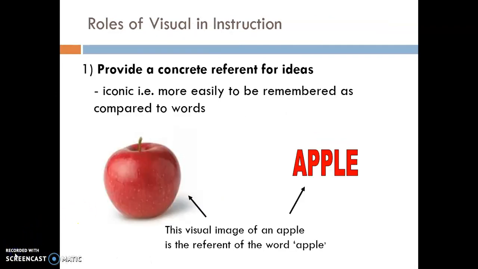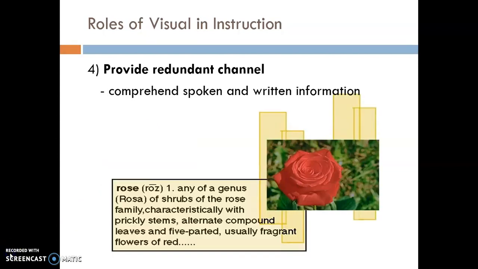Also, the role of visual instruction. First, it provides a concentrated reference for ideas. Icons are more easily remembered compared to words, because we remember graphics more easily than words. The fourth role of visual instruction is to provide a redundant channel. Sometimes we find it difficult to understand words and easier to understand them using a picture. Just like when we search for a location, listening to instructions is more difficult. Sometimes we can get lost. It's better to look at a map or use GPS than to listen to instructions.